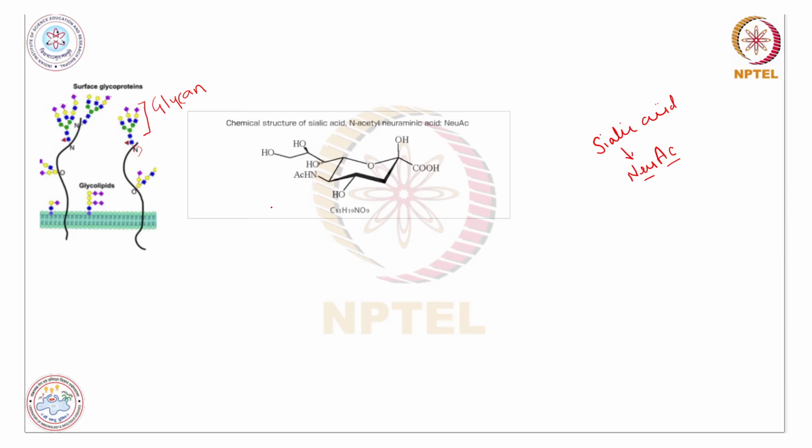And the structure of sialic acid, or N-acetylneuraminic acid, is a 9-carbon backbone. This structure includes a carboxylic group, and it also contains an amino group and OH groups on its surface.